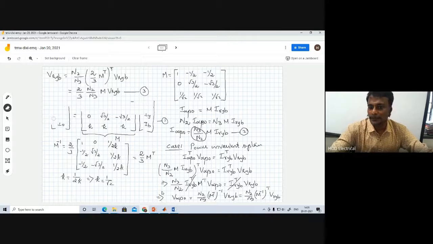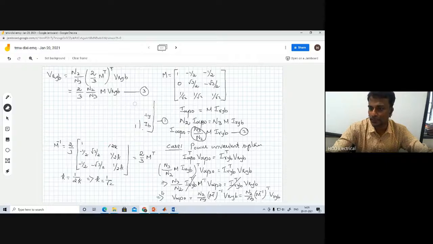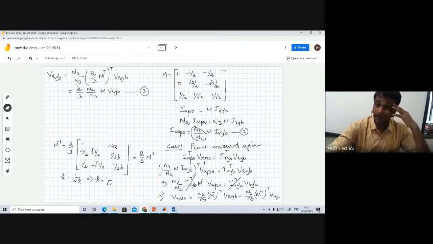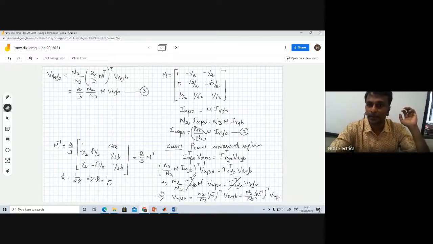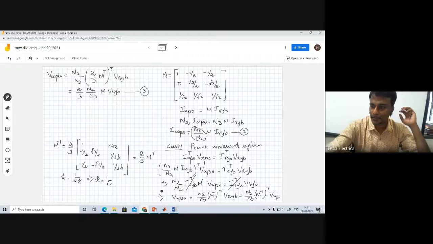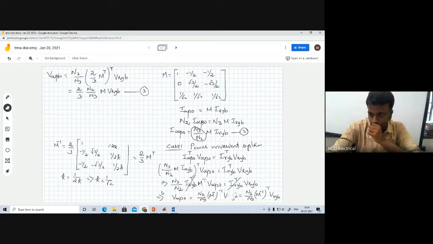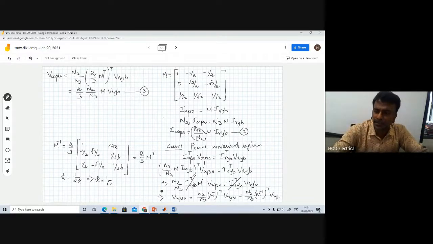So now when we convert the current of the three-phase winding to the current of the two-phase winding, we end up with this equation: I alpha beta naught equal to N3 by N2 into M into I R Y B. But when we convert the three-phase voltage, this is V alpha beta naught, not V R Y B. Here also V alpha beta naught equal to 2 by 3, N2 by N3 into M.